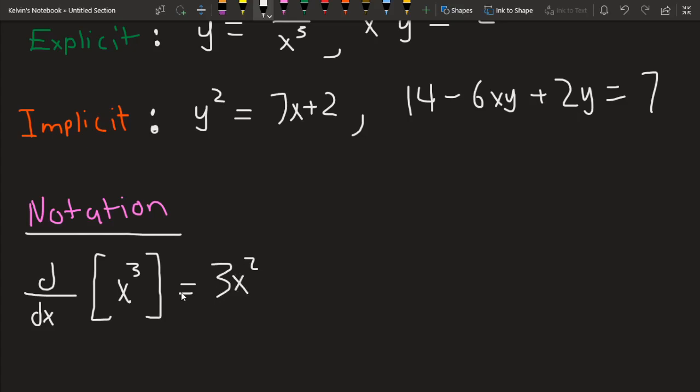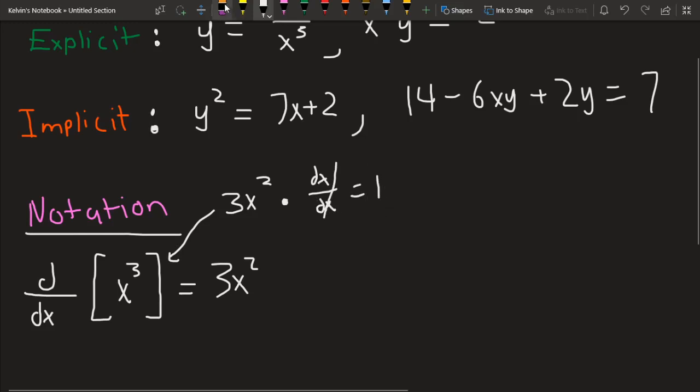And this is actually equal to 3x squared. If we use the power rule here, we know that this is equal to 3x squared because 3 times x to the power of 3 minus 1, so that's 2. And this is actually multiplied by the derivative of x. The way we can write that is dx over dx, but then that just cancels out to be 1. So this would actually be just equal to 3x squared.